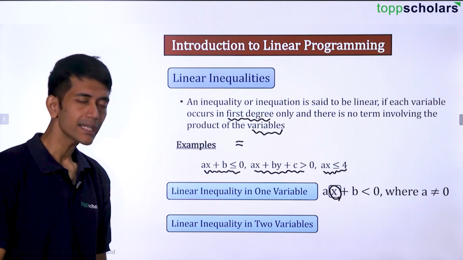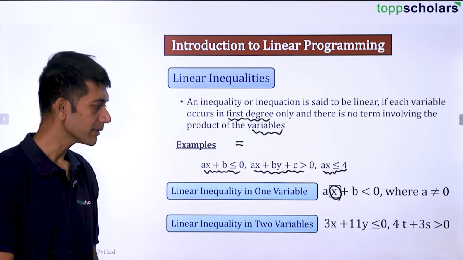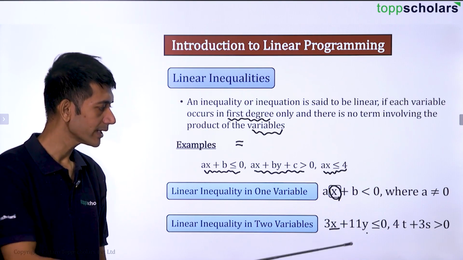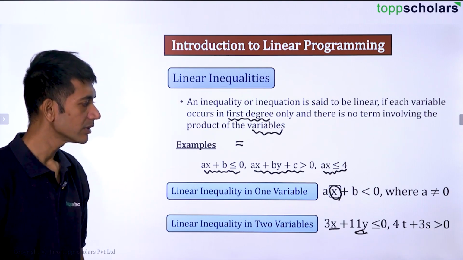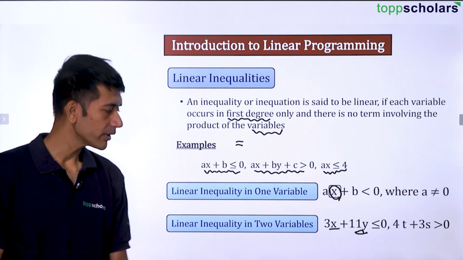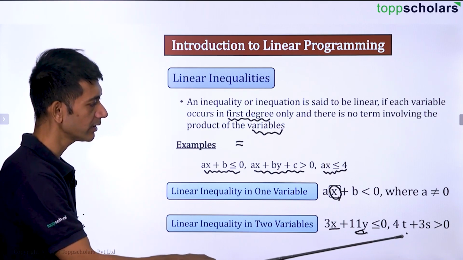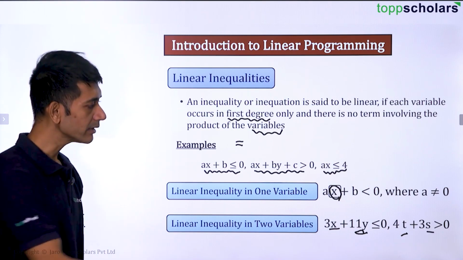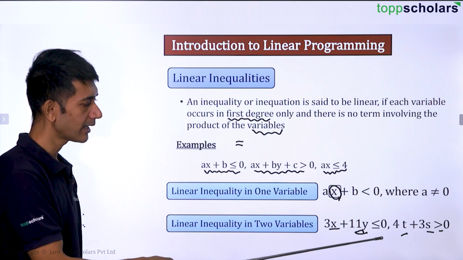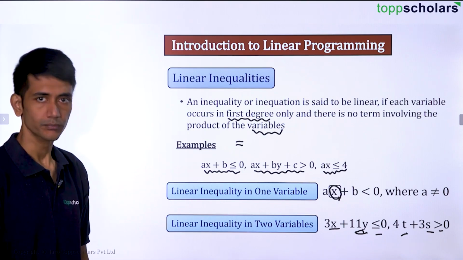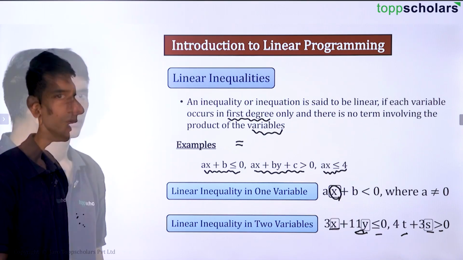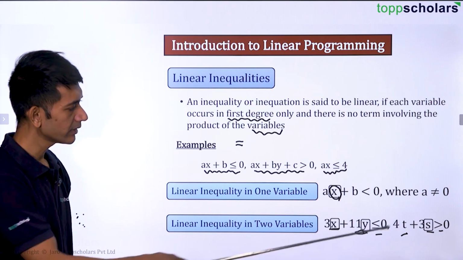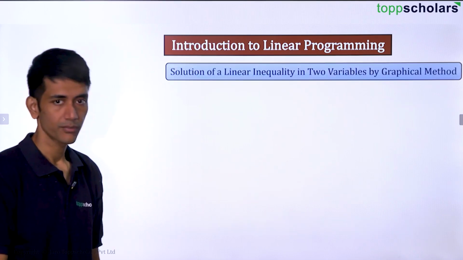And if I talk about linear inequality in two variables, that means we have x also, we have y also. So there are two variables here, x and y both. So this is a linear inequality in two variables. Here also you have t and s, and it is an inequality because you have greater than and less than or equal to. I hope this part is clear to all of you. Over here we have x and y as the variables, and here s and t are the variables.